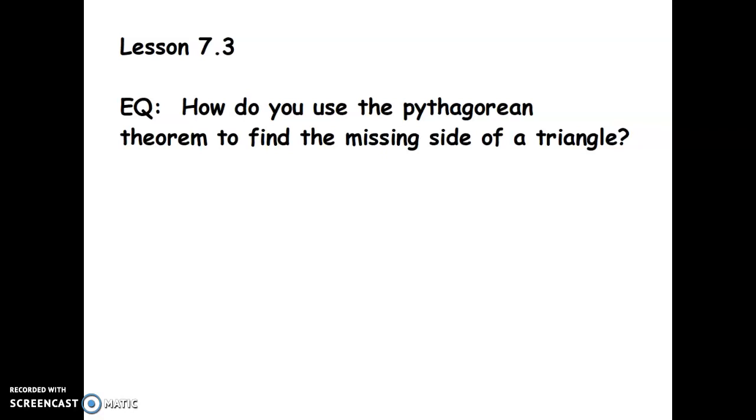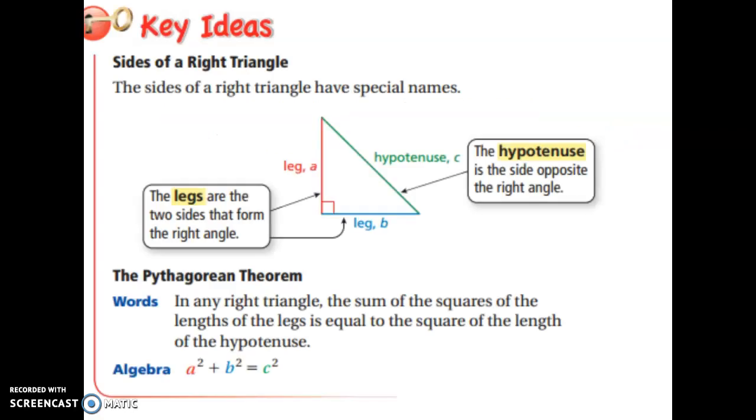Today is lesson 7.3, the Pythagorean Theorem. The essential question is, how do you use the Pythagorean Theorem to find the missing side of a triangle? Key ideas. Sides of a right triangle.